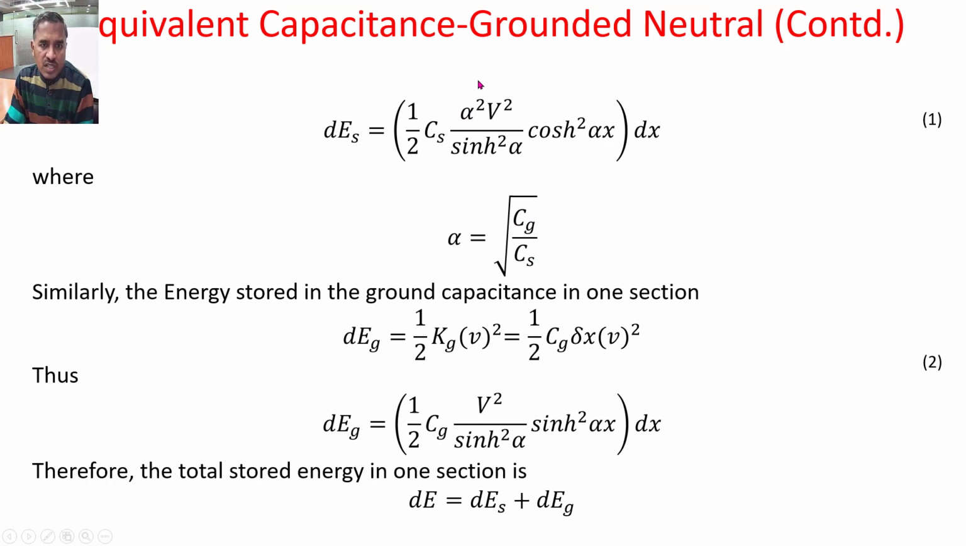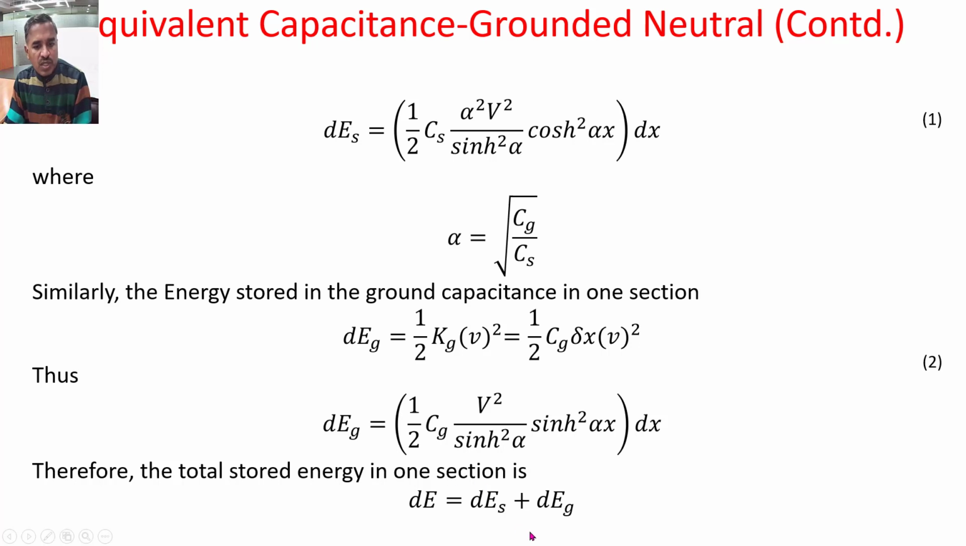This initial term will be the same as this term, if you can see. Only the cos h square alpha x and sin h square alpha x will be different. Here it is cos h square alpha x, here it is sin h square alpha x. But this term is the same. You can see here, this term also. Because alpha square means this will be square, and then CS gets cancelled, CG will remain here.